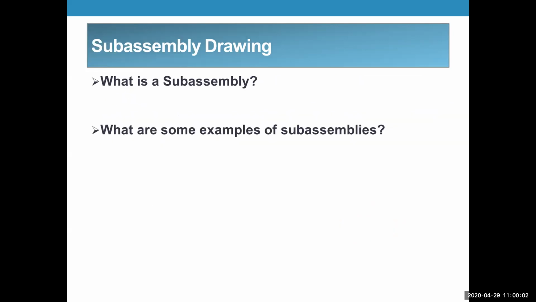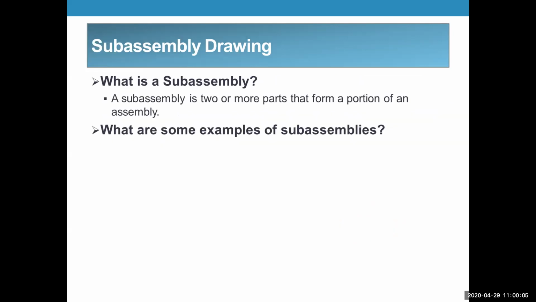And a subassembly is kind of like I stated before, two or more parts that form a portion of an assembly. Some examples, like the car is the overall assembly, then the engine would be a subassembly. If the bicycle is the overall assembly, the derailleur would be a subassembly. The AC system is the overall assembly, the compressor is a subassembly. As would be many other things.